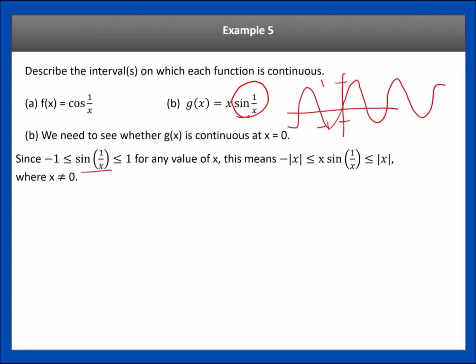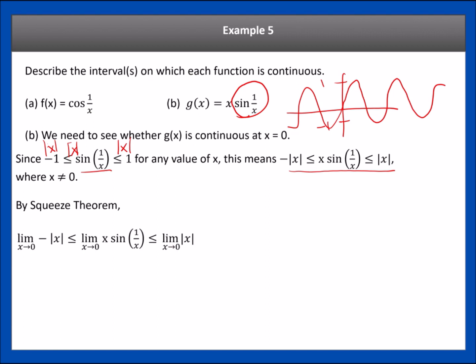So then if I multiply this by absolute value of x on all three sides, I get this inequality here. And notice I don't have to put the absolute value here, because it doesn't really matter as long as we know that it's going to be between these two anyways, okay? So we multiply by absolute value x and we get this inequality. So that means this has to be between those two, negative absolute value of x and positive absolute value of x. And then by the squeeze theorem, we could take the limit as x approaches 0 from all three of these.